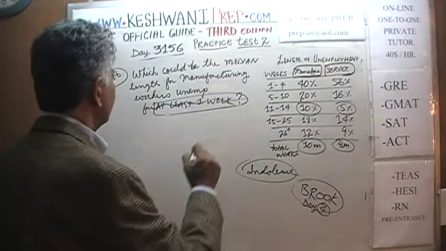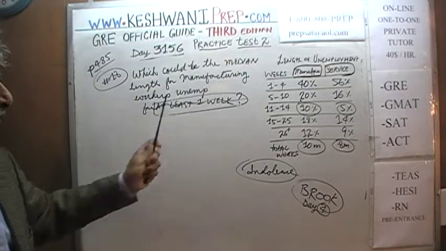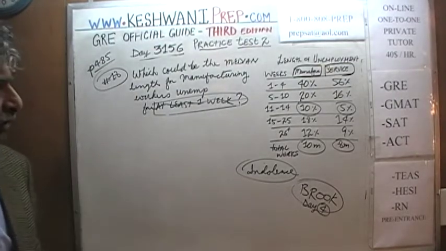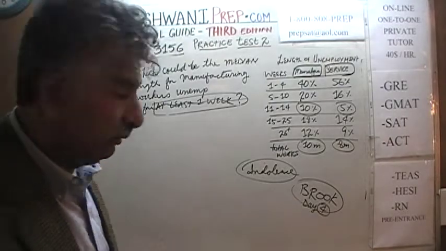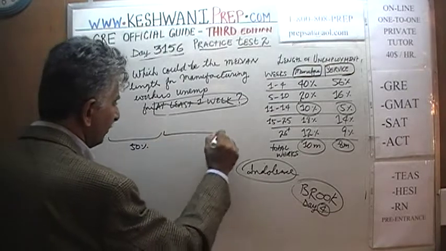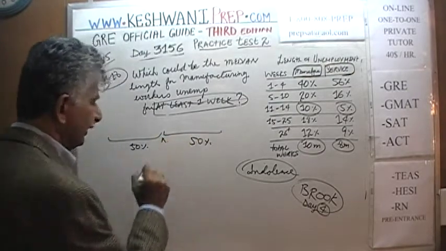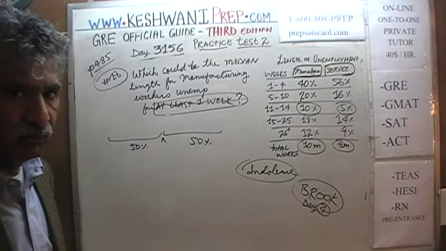It's for all the workers, which could be the median length of unemployment for manufacturing workers that you see there. And median, as we know, means 50% of the people have to be on one side, 50% of the people on the other side; the median has to be right in the middle. So let's look at manufacturing and see where the 50% falls.